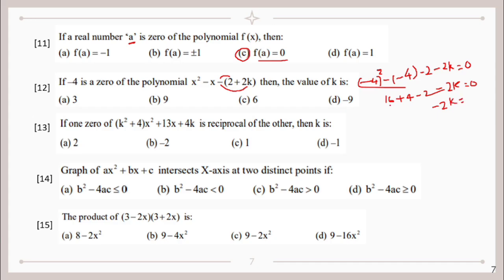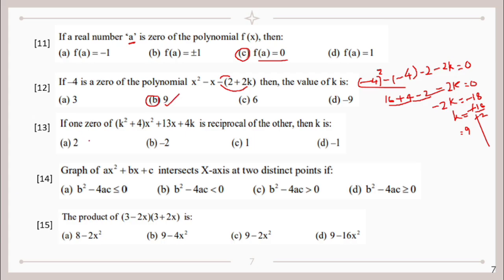Add up these values. 16 plus 4, 20. 20 minus 2, 18. 18 will go to the other side and become minus 18. Now k equal to minus 18 divided by minus 2. Minus minus will get cancelled. 18 by 2, 9. So the value of k is 9. Option B.